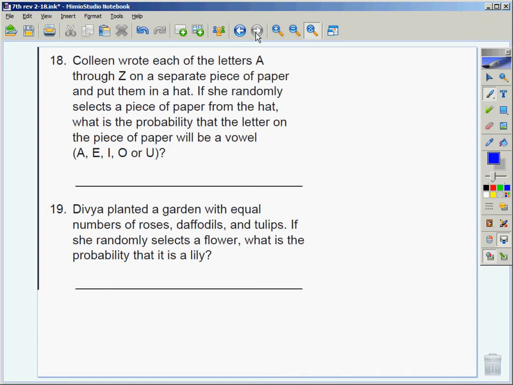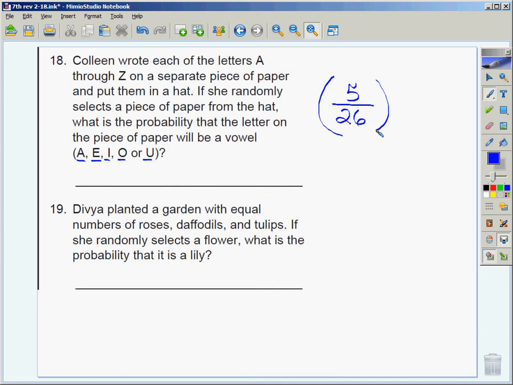Colleen wrote each of the letters A through Z on a separate piece of paper. Since I'm writing the letters A through Z, we need to know there's 26 letters in our alphabet. If she randomly selects a piece of paper from the hat, what is the probability that the next letter will be an A, E, I, O, or U? 1, 2, 3, 4, 5 different possible letters to select. So there'd be 5 out of the 26 letters in the alphabet.